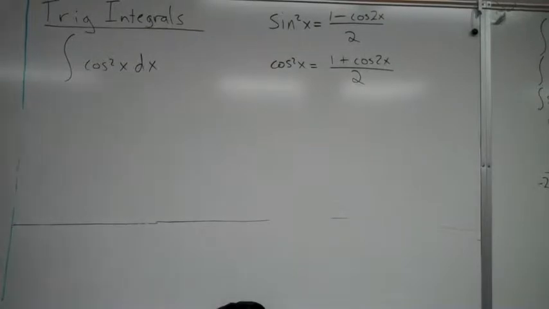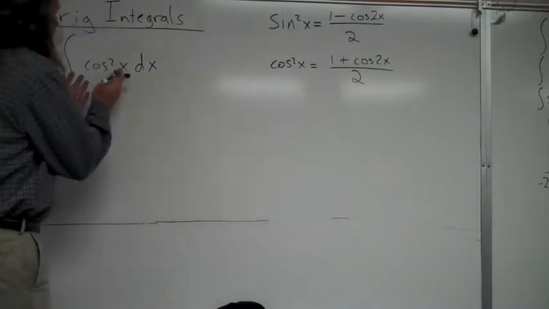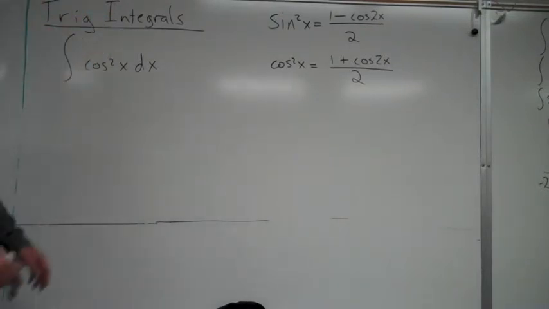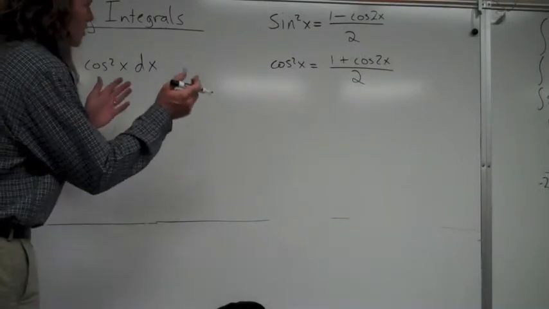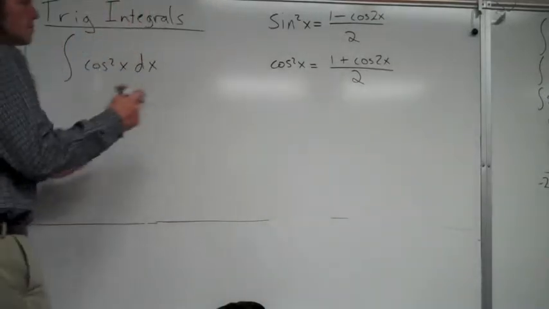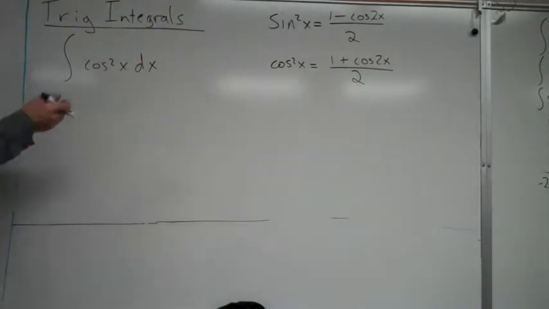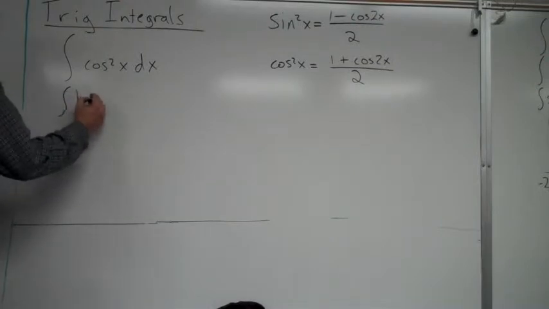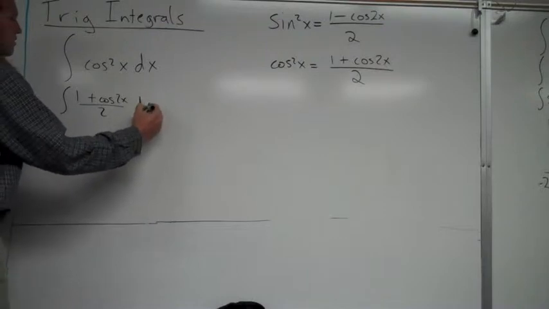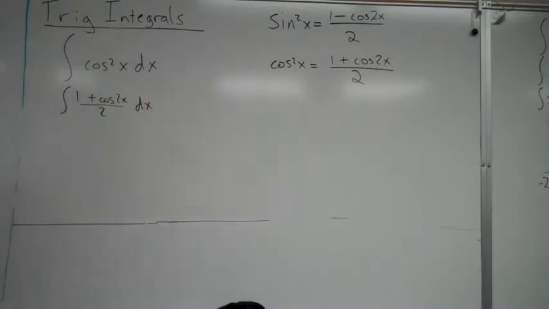So how you do this: let's say we're trying to integrate cosine squared x. Again, this is something we couldn't have integrated last year without utilizing this trig identity. Since cosine squared x is equal to that, I'm going to substitute the 1 plus cosine 2x over 2 in for cosine squared, and we'll see how that makes our life a lot easier. The integral of 1 plus cosine 2x over 2 dx, so I've just substituted it in.